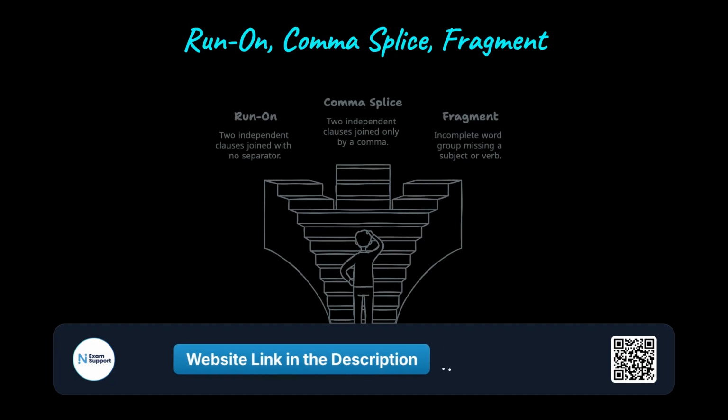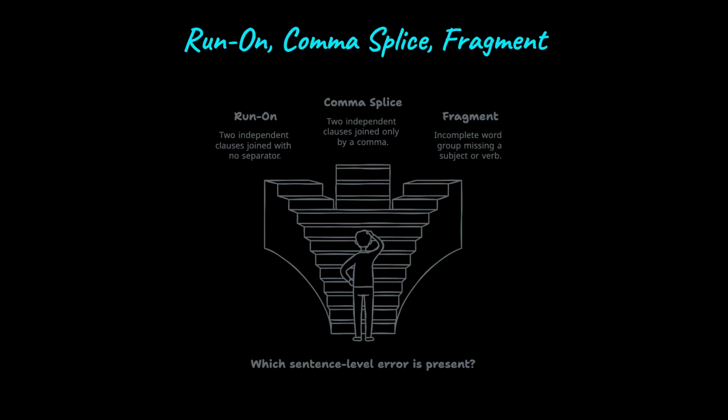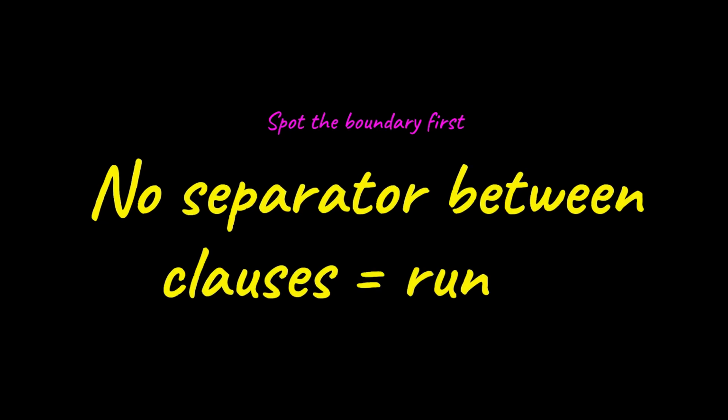Think of these 3 errors as a triangle. A run-on has too much: 2 full clauses, no separator. A comma splice also has too much: 2 full clauses with only a weak comma. A fragment has too little. It never forms a complete subject-verb thought. When you encounter a long or complex sentence, strip away the modifiers and look for the bare subject-verb pairs. If 2 complete thoughts sit side by side with nothing between them, you have found your run-on.